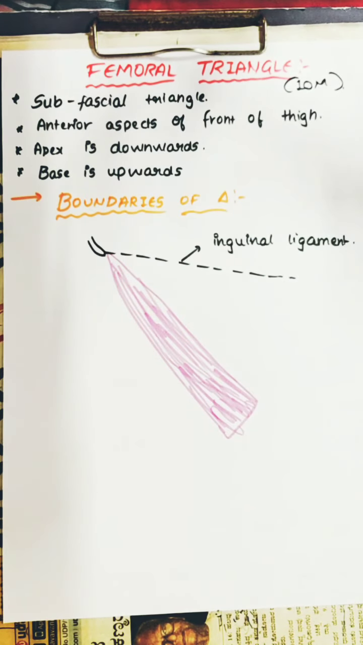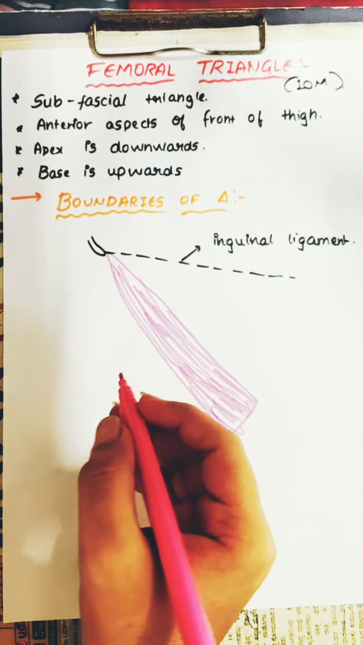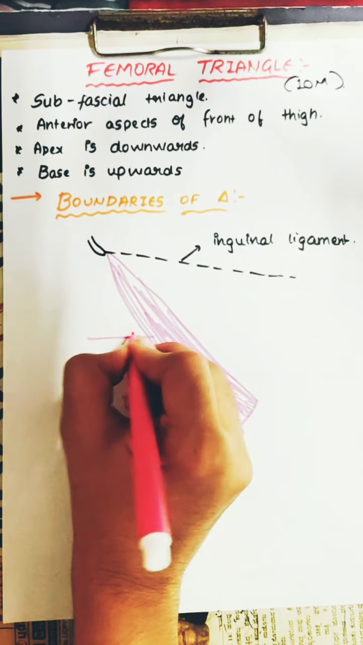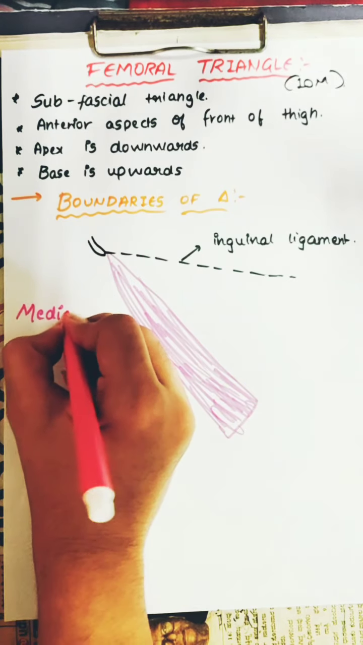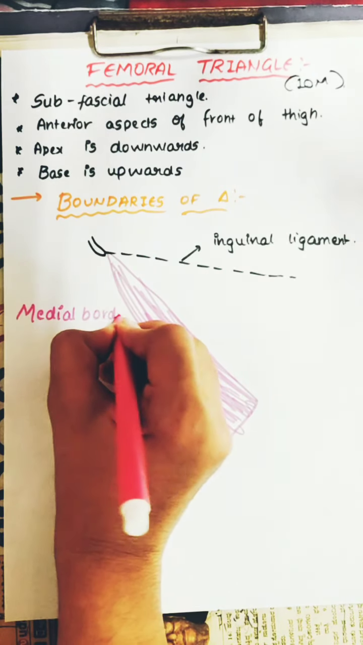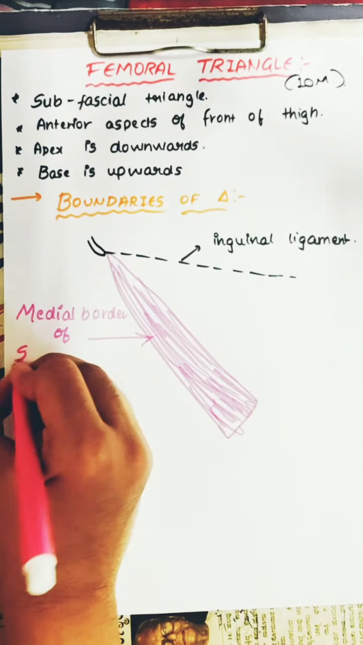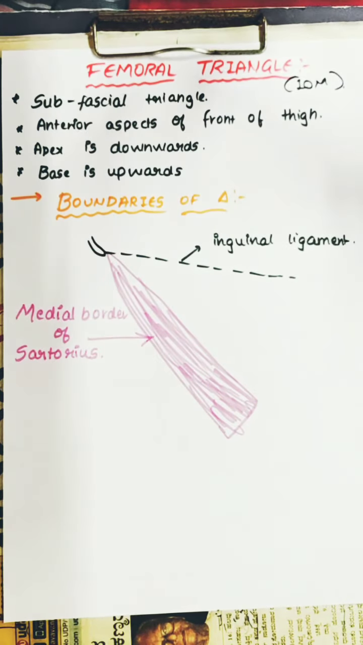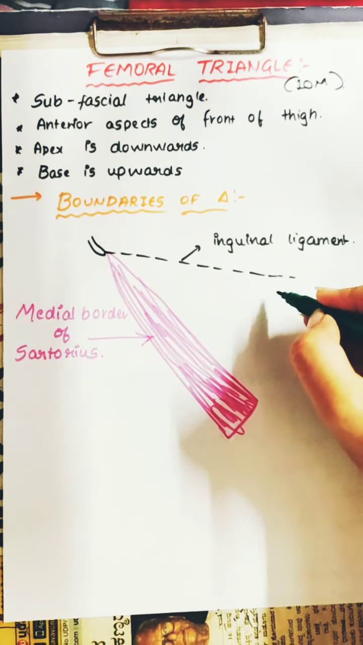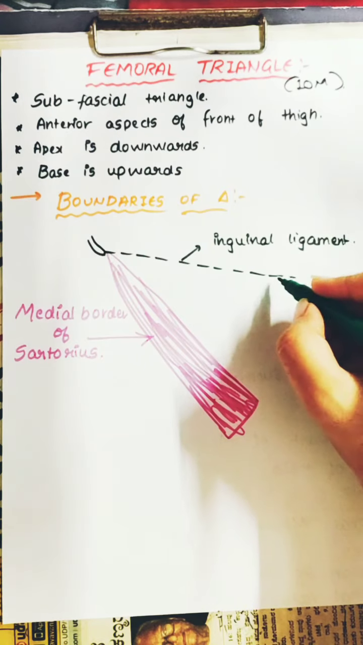As you can see in the diagram, this is the medial border of the sartorius muscle. Sartorius muscle we have already learnt in the previous video. Medial border of sartorius muscle. This is the lateral border, now we will see the medial border.